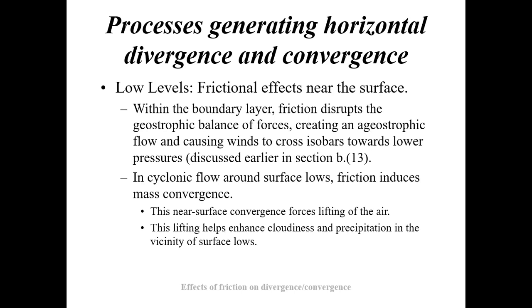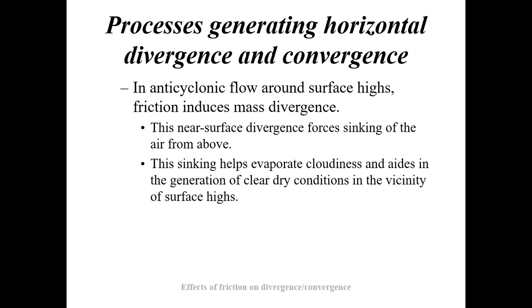It's eventually going to act as a braking mechanism and slow the pressure fall, or actually cause it to start rising and that pressure to fill in that surface low. So friction acts to add mass in the low levels of the troposphere near the ground. This is going to force lifting of the air. In the beginning stages of storm development, this lifting actually helps enhance cloudiness and precip in the vicinity of surface lows. Whereas around high pressure systems, surface highs with anticyclonic flow, friction is going to induce mass divergence. And that near surface divergence forces sinking of the air from above.